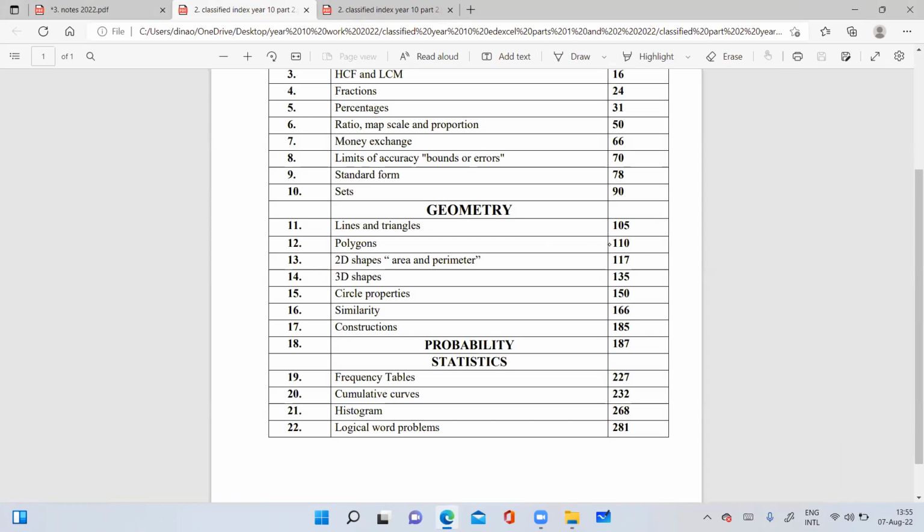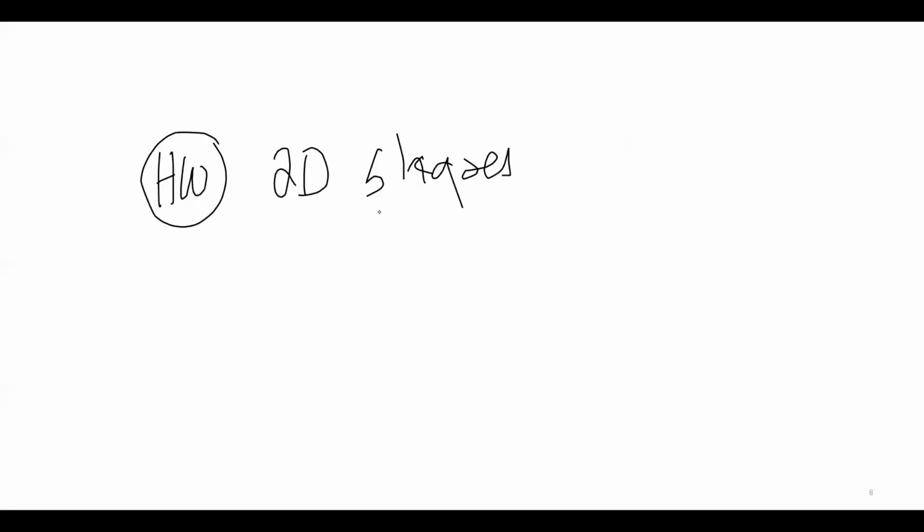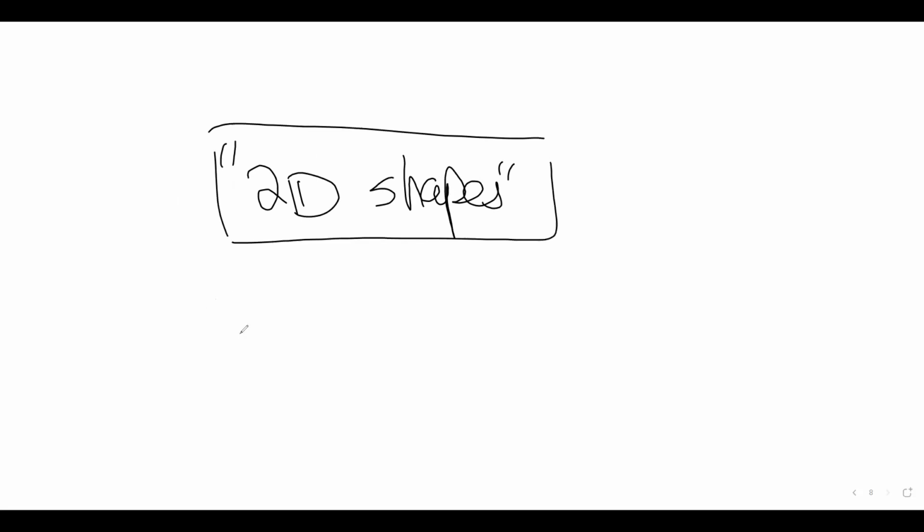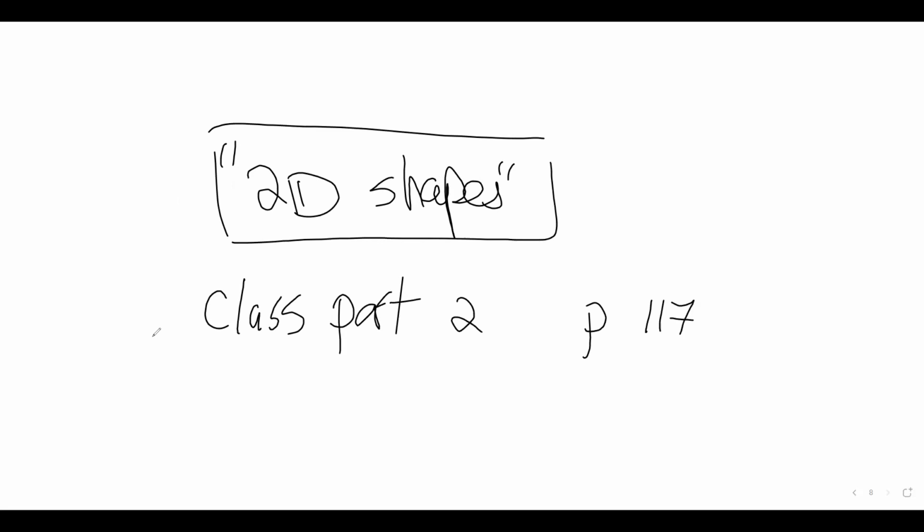Okay, so your homework is 2D shapes, classified part 2, page 117. Where are the old days when we wrote on the blackboard and had colored chalk? For extra practice you can solve in classified part 4.